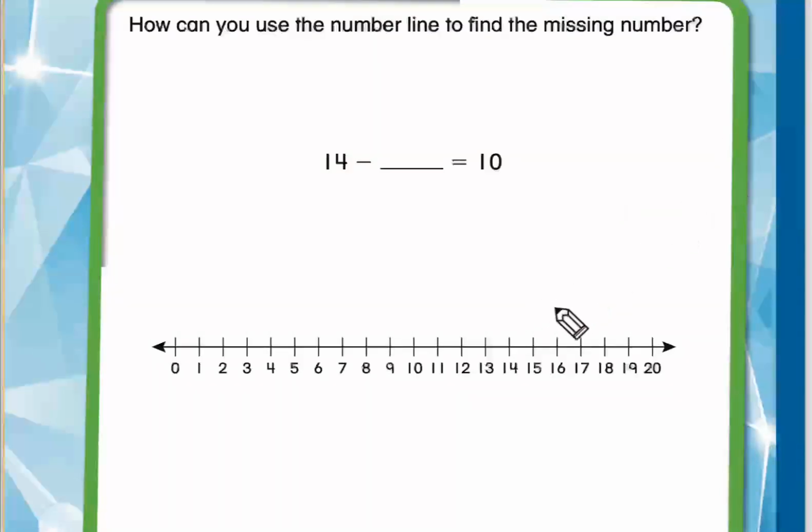As we said, we start at 14 and what should we do? We should count back to 10. So let's count back to 10. 13, 12, 11, 10. Okay, now we land on 10. We need to count how many steps? As you see here, we did 1, 2, 3, 4 steps. So 14 minus what number gives 10? 14 minus 4.